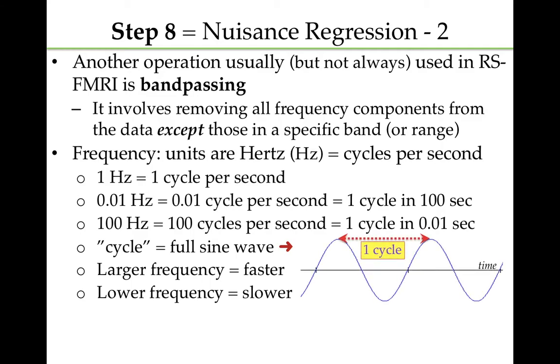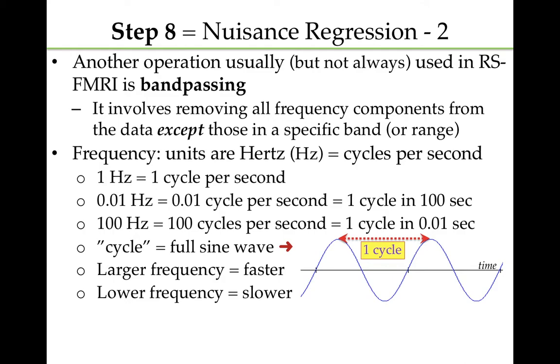Another operation that's sometimes used in resting state fMRI is called band passing, which is a technical term introduced in signal analysis for telephony about a century ago. And it involves taking all the frequency components from the data except those in a specific band or range. So we pass through certain bands of frequencies and we suppress the other frequencies from the data.